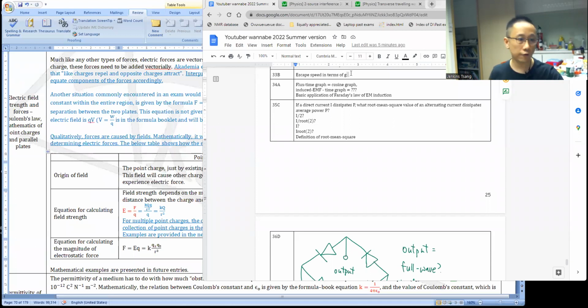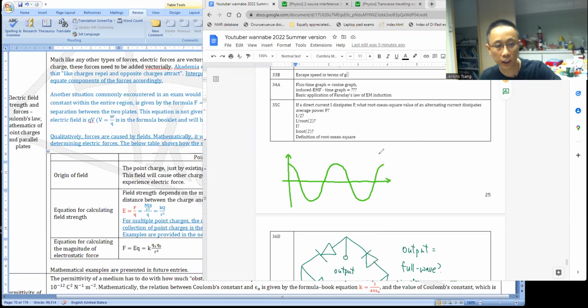Moving on, question 34. The graph shows the variation of magnetic flux in a coil with time, and it's given to be a cosine graph. The graph looks like this, and I trust most students will recognize that this is the cosine graph. And they're asking for how the EMF across the coil varies with time.